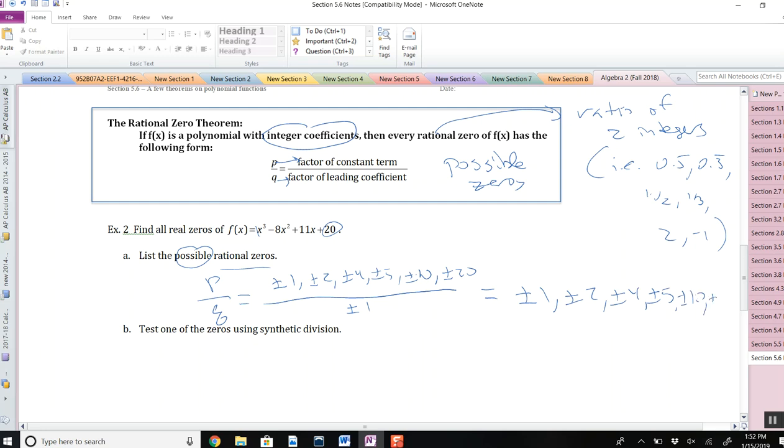And as you see, there's a lot of possibilities. In fact, if you count, there are 12 possible rational zeros. So any of those 12 could be a solution to that equation if I set the equation equal to 0. Here's the deal, though. None of them may work. So there's a possibility that none of them would be good for us.